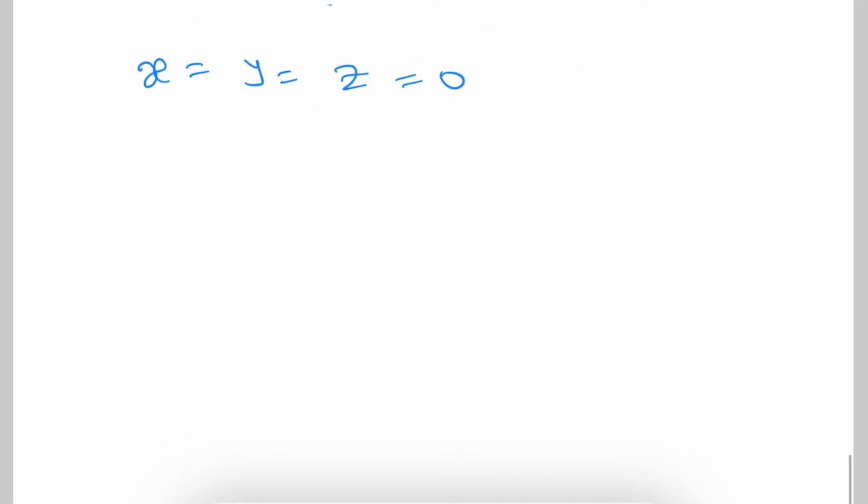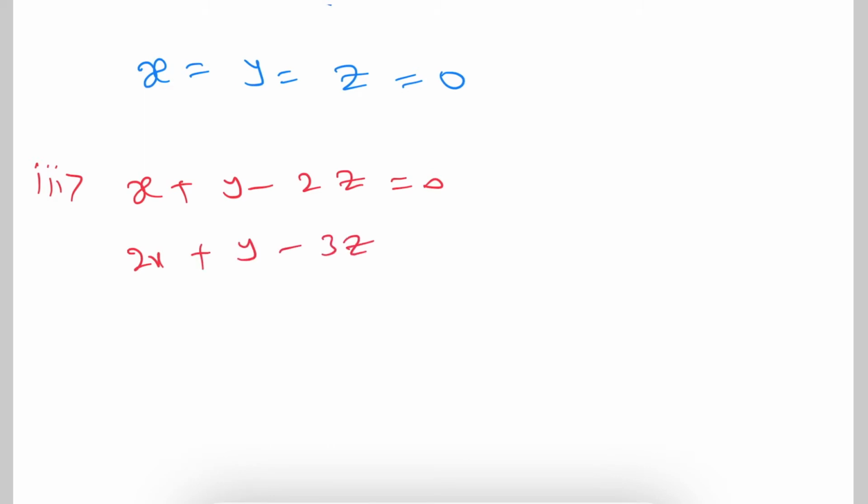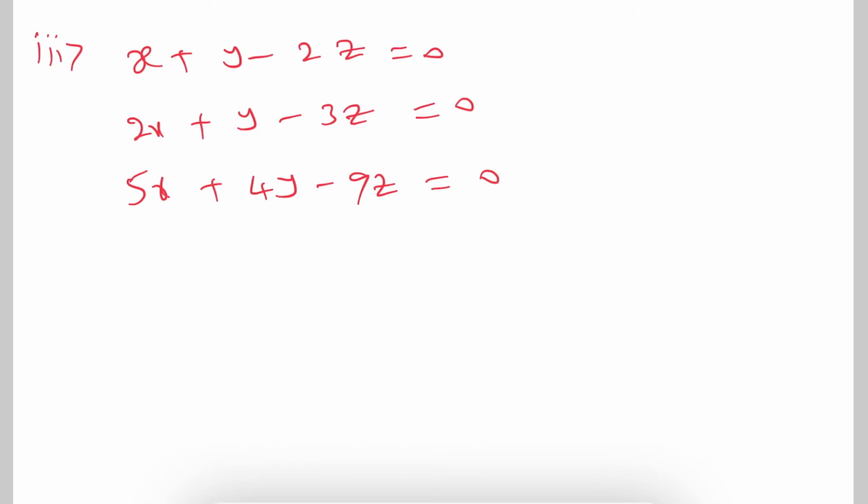Next, let us check the third question. x plus y minus 2z equals 0. 2x plus y minus 3z equals 0. 5x plus 4y minus 9z equals 0. Okay, now let us create the matrix first. 1, 1, minus 2; 2, 1, minus 3; 5, 4, minus 9.